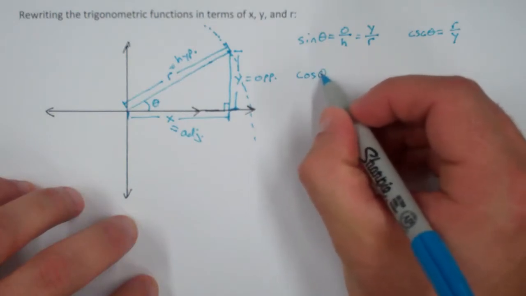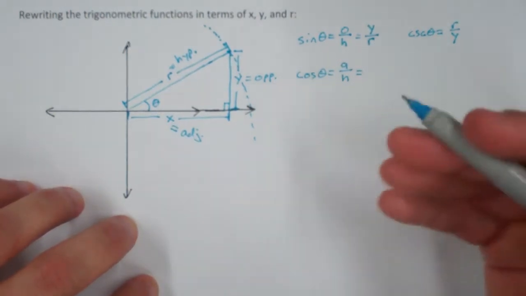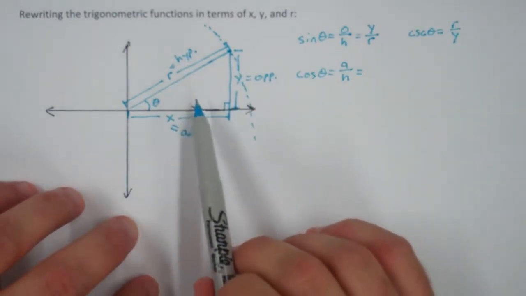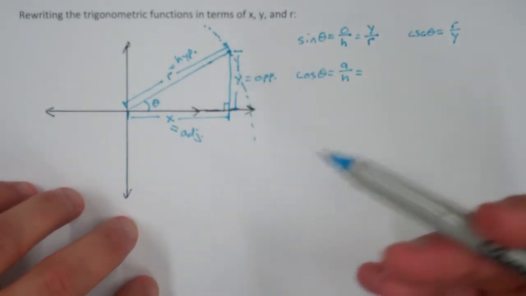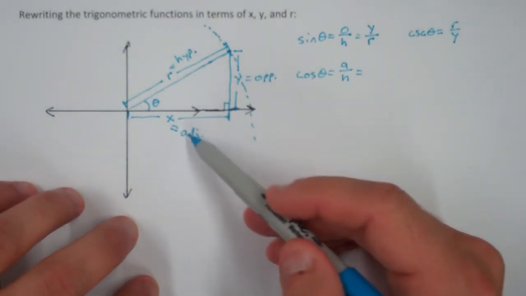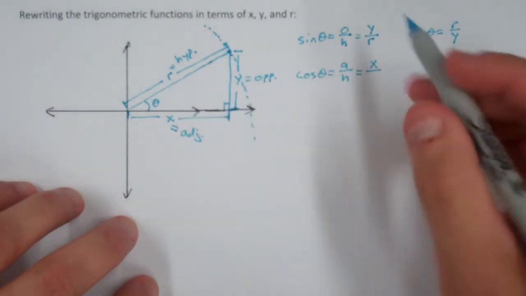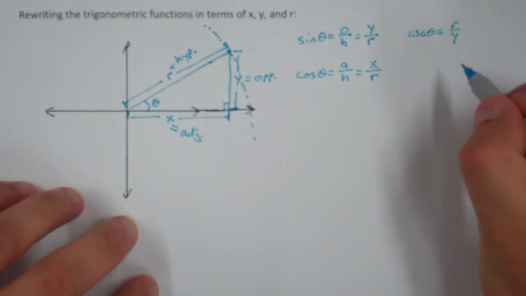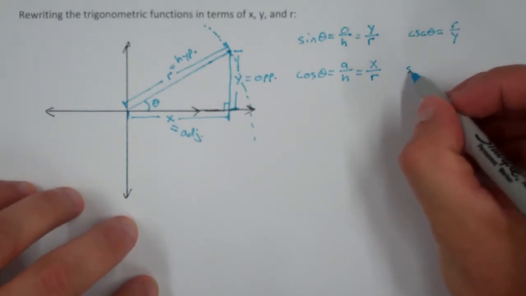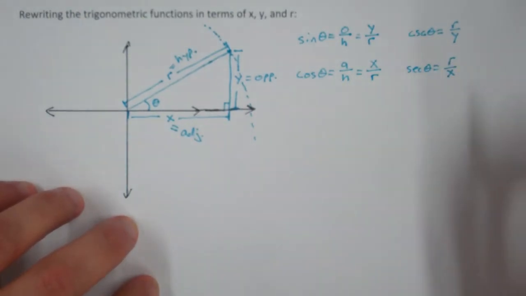The cosine then, it's still adjacent over hypotenuse. But when we put the right triangle on the coordinate plane, we can also understand this ratio as being x, that's the adjacent side, over the hypotenuse, which is r. The secant then would just be r over x, or the reciprocal.